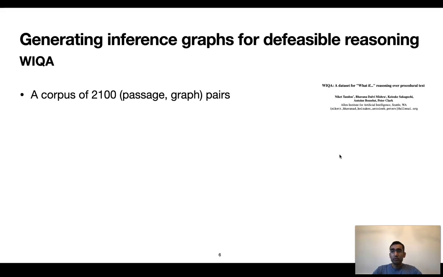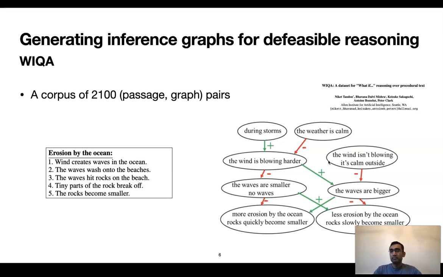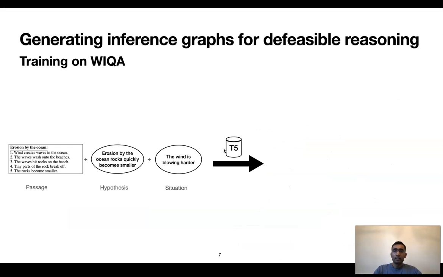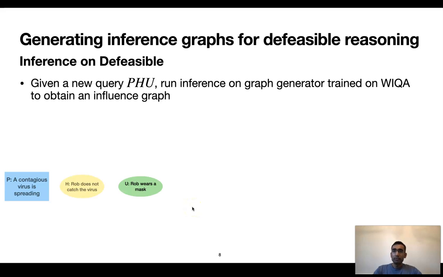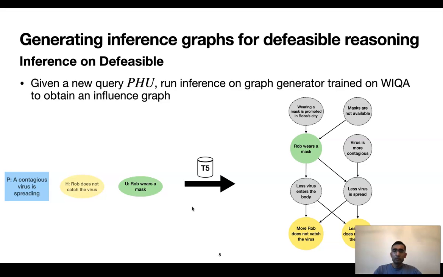In an ideal world, we would have a parallel corpus of defeasible queries to graphs. Short of that, we leverage a related corpus called Vika that also contains passages and graphs and form a loose mapping from defeasible to Vika. We train a T5 11 billion parameter model on Vika to go from passages and some nodes to the graph. And then we run inference on a defeasible query to generate one graph for each defeasible query.